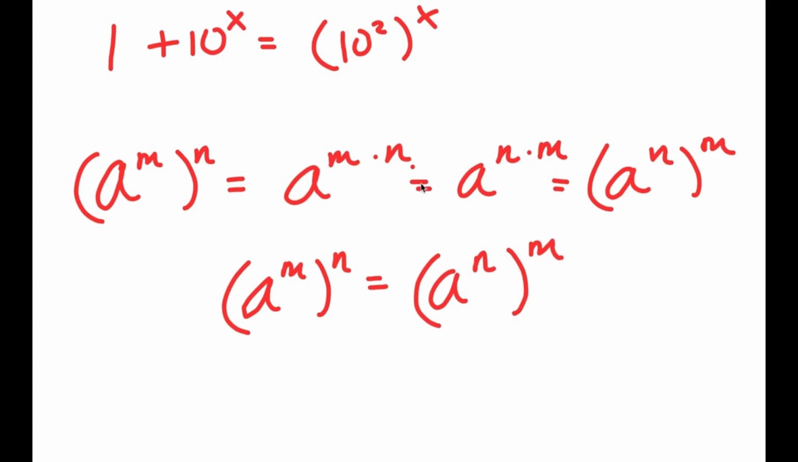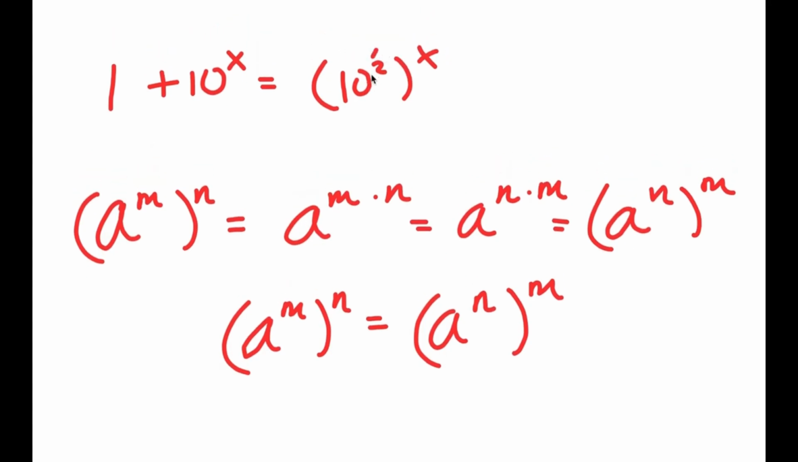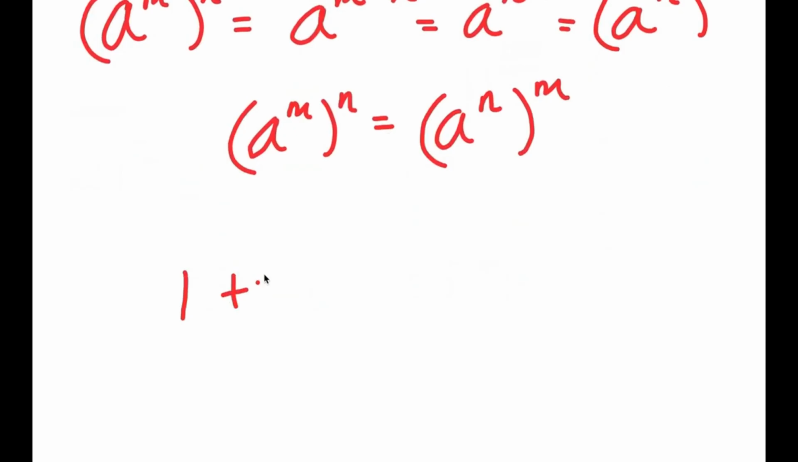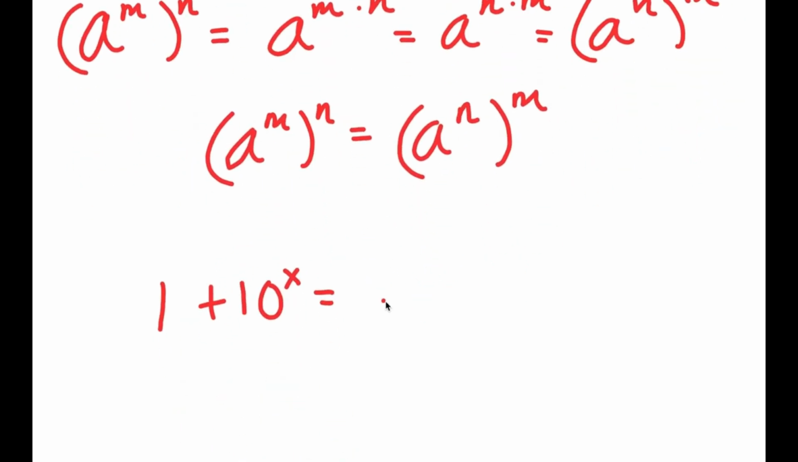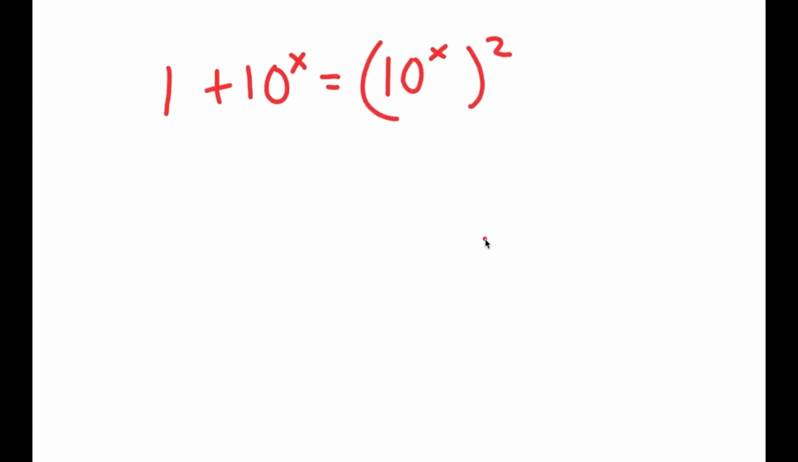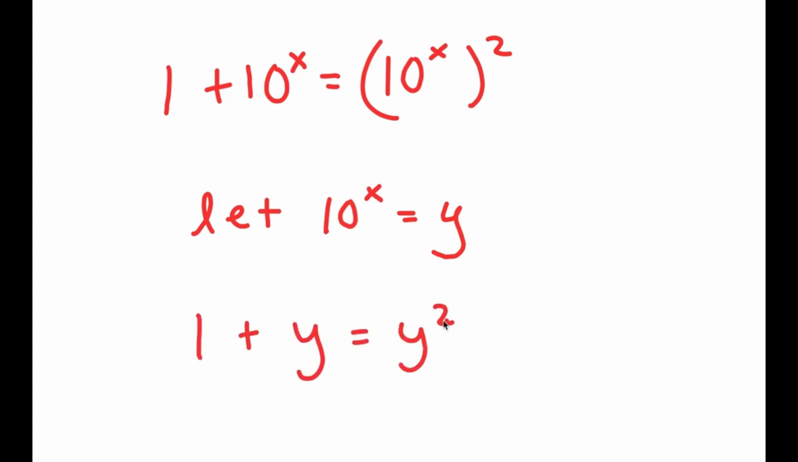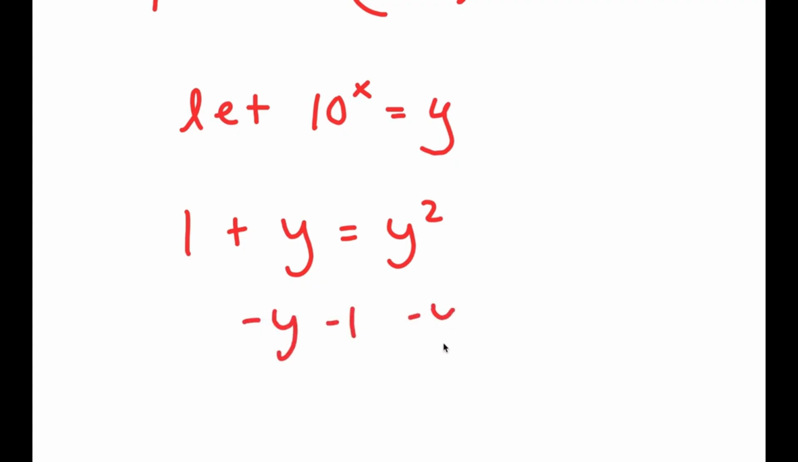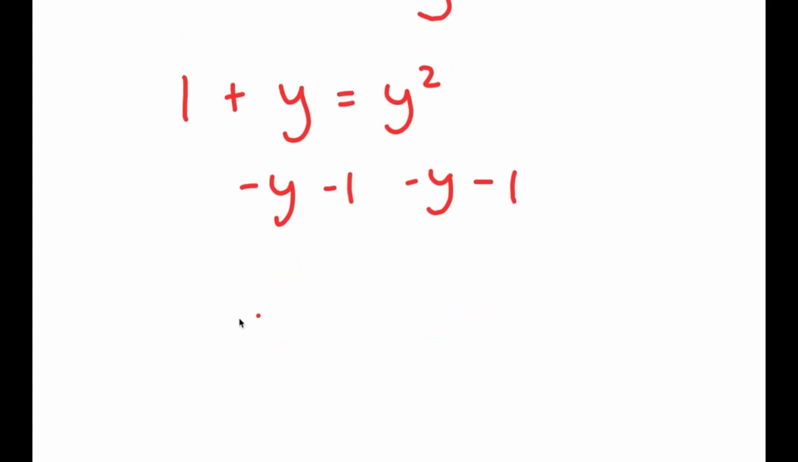So, for 10 to the power of 2 to the power of x, I can switch the values of 2 and x. So now I get 1 plus 10 to the power of x is equal to 10 to the power of x to the power of 2. Now from here, I'm going to let 10 to the power of x equal to the variable y. So if I substitute in y for 10 to the power of x, I get 1 plus y is equal to y squared. Now I'm going to subtract y and 1 on both sides. So I get y squared minus y minus 1 is equal to 0.